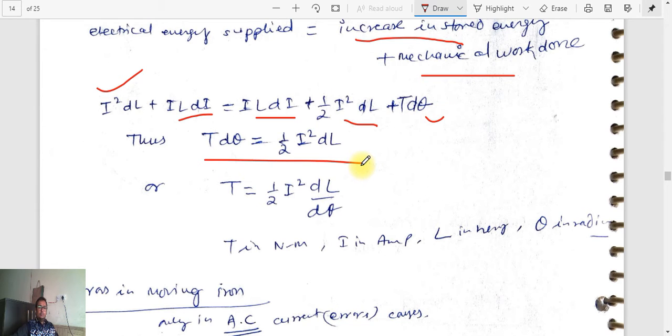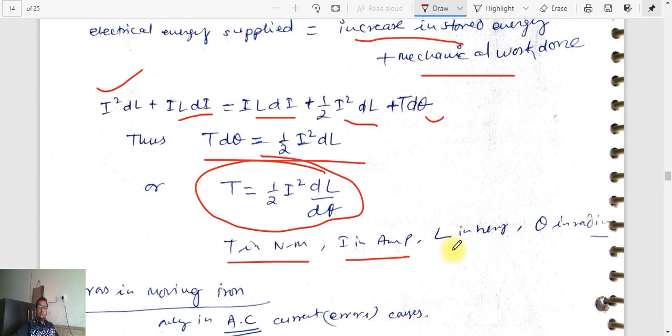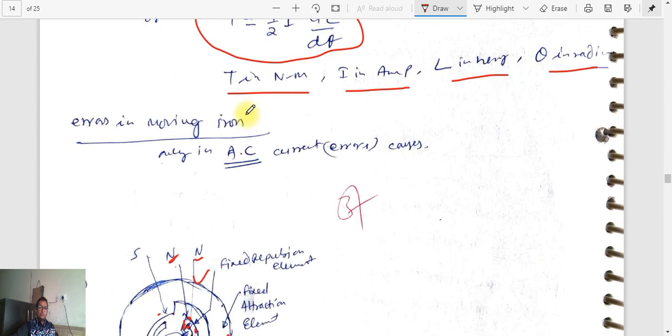Thus T d theta equals half I square dL, and the torque T equals half I square dL by d theta, where T is in newton meter, I in ampere, L in henry, and theta in radian. This is the whole summary of the torque.